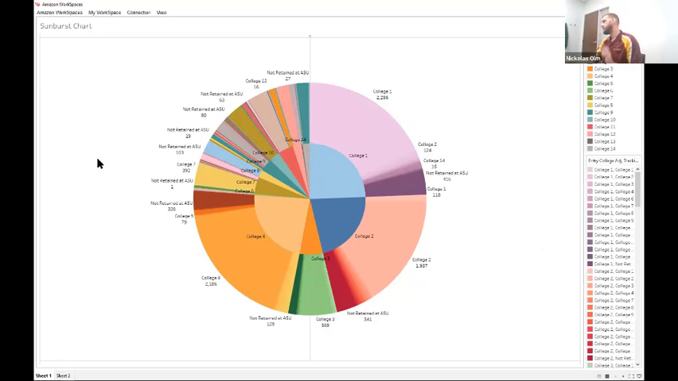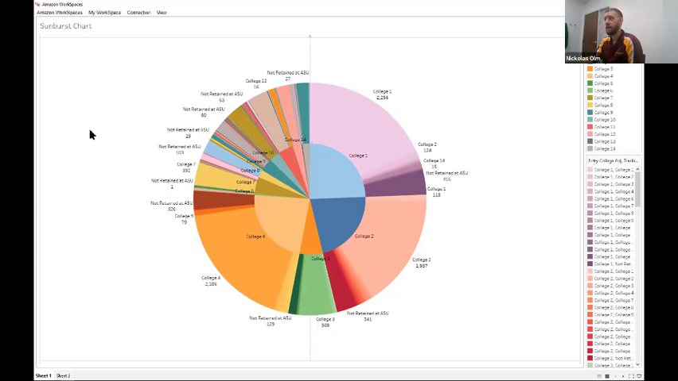So here is the sunburst chart. This shows you all the colleges. So this smaller inner circle is the swirl out colleges, or the entry colleges. And then the larger outer circle would be the tracking colleges, or where students went to from the entry college.